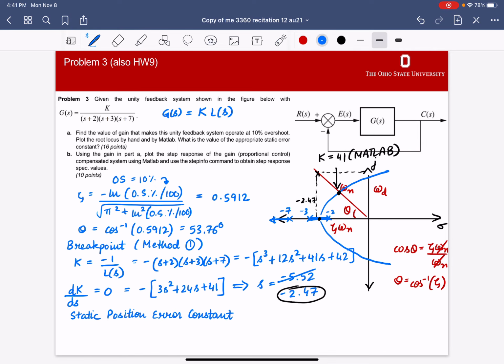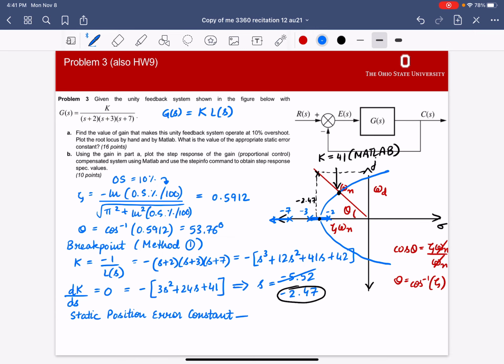I think this was covered a couple of lectures ago. I'm not exactly sure what the lecture number was, so if you want to ask that, again, you can let me know during office hours. But essentially, there are three types of error constants that have been defined in the lecture notes: position, velocity, and acceleration.